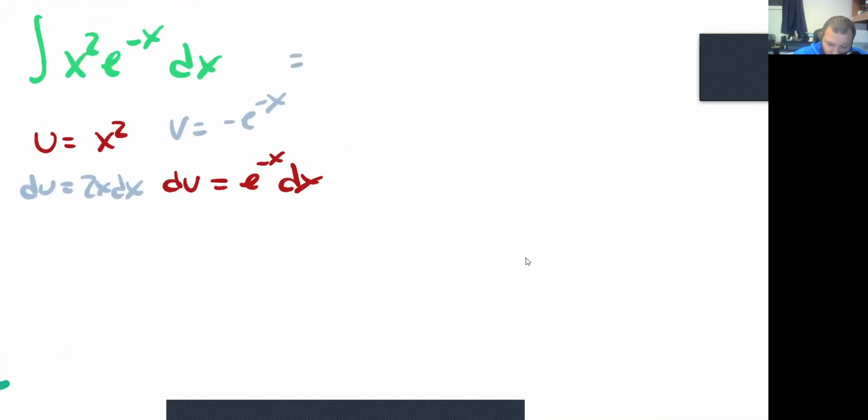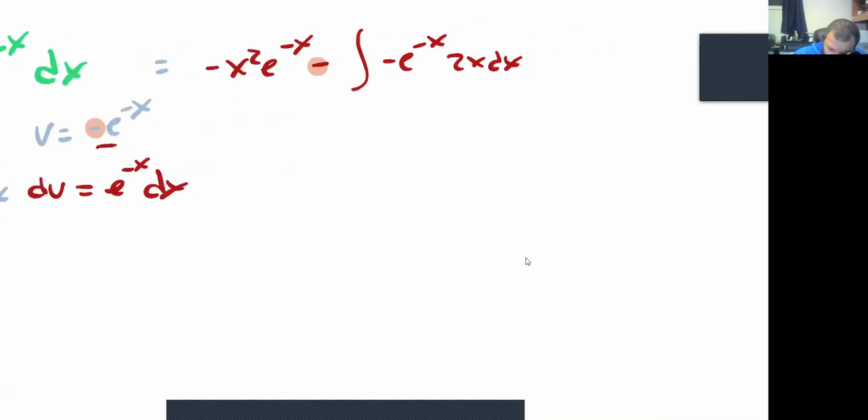All right, so we know that this is going to equal u times v. So that's going to be negative x squared e to the negative x minus the antiderivative of v du. These two things multiply together. I have a negative here and a negative here, so that's just going to end up being a plus in a moment: negative e to the negative x, 2x dx. All right, so I'm going to clean that up a bit. This is going to give us positive 2 integral x e to the negative x dx.